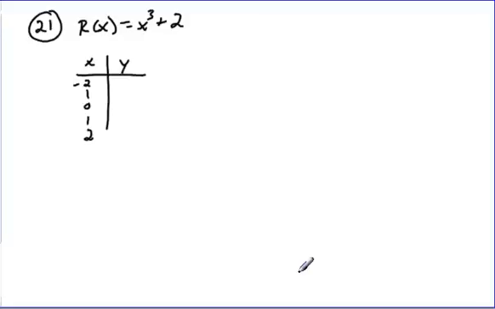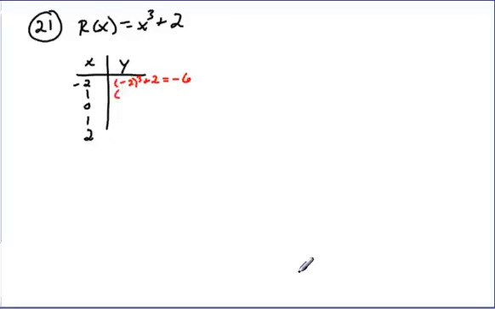Okay, so let's see. With this one, when I plug in a -2, I'm getting -2 cubed plus 2. What's that equal to? 2 times 2 times 2 is 8. Is it going to be positive or negative? Negative, because it's an odd power. So I have -8 plus 2, which is -6.